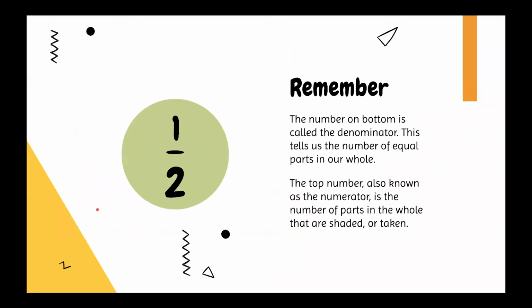Okay, so here's something to remember. Here we have 1/2. The number on the bottom, the 2 that's here, is called the denominator. This tells us the number of equal parts in our whole. And the number on top, also known as the numerator, is the number of parts in the whole that are shaded or taken, depending on the situation of the problem. It's the number of pieces that we're taking or shading, etc. So let's go ahead and just give it a shot.